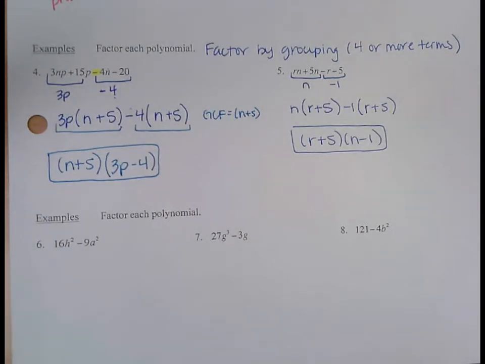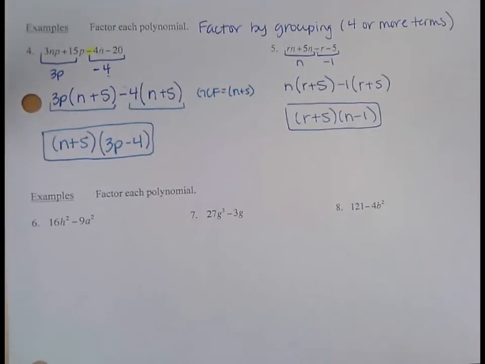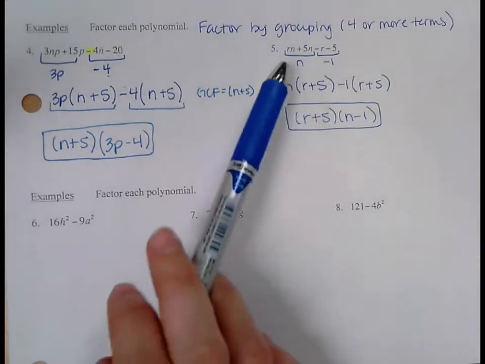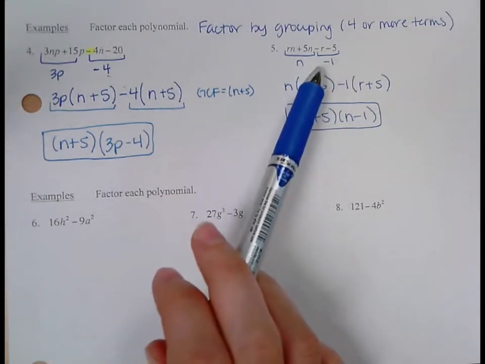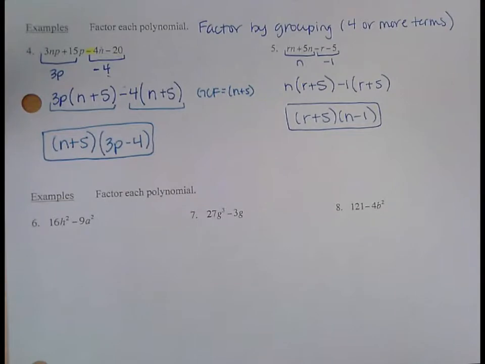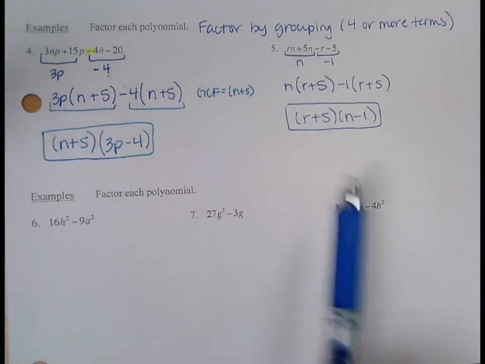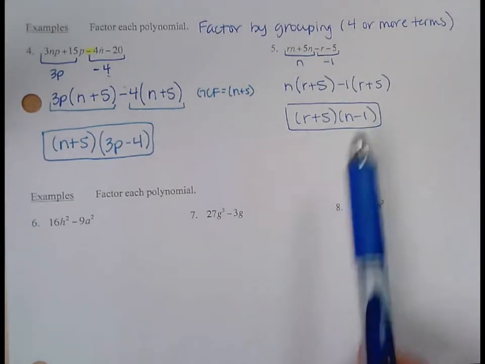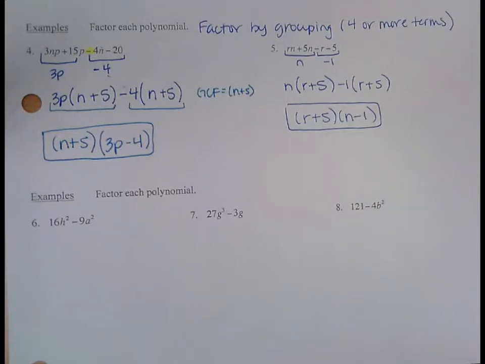All right, double check what you have. So if you left the terms arranged the way they are, first two terms have an n in common, second two terms only have a 1 in common, but you do want to take out the negative. So sometimes your GCF, when you factor by grouping, is just 1, positive or negative 1. So r plus 5 times n minus 1, or if you had those flipped, n minus 1 times r plus 5, that's okay. Questions on number 5?